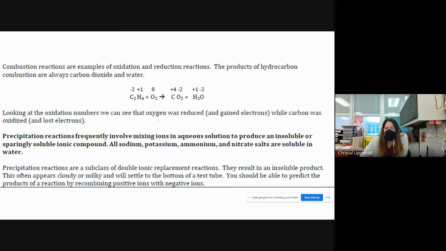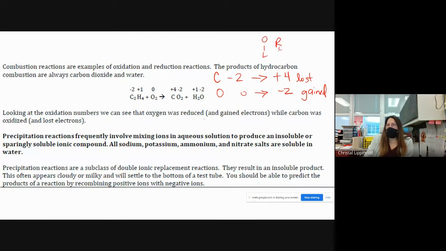So we can look at those to see which ones oxidized and gained. Here our carbon changed from a -2 to a +4. So it did what with its electrons? It lost electrons. And our oxygen went from a 0 to a -2, so it gained electrons. When that happens, we look back at our OIL RIG. I literally say this in my head. Oxidation is loss. So this was oxidized, and this one would have been reduced.